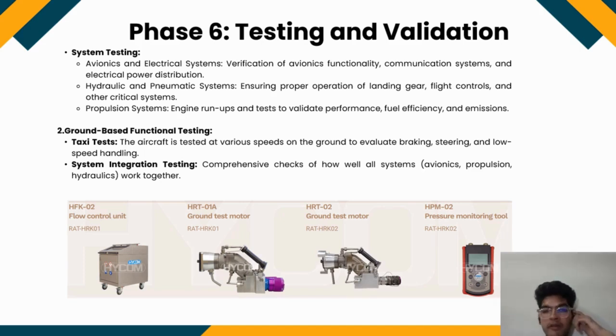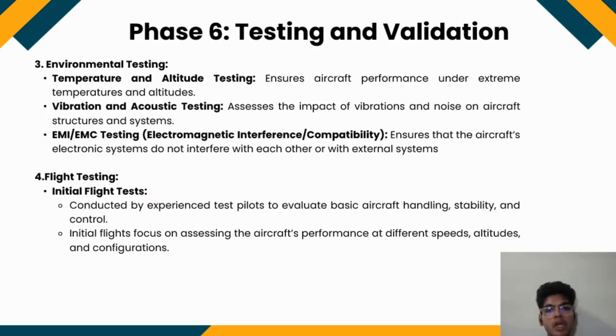After that, we have environmental testing. Environmental testing ensures that the aircraft can perform under extreme conditions. Temperature and altitude tests are conducted in specialized chambers where the aircraft is exposed to extreme cold, heat, and high altitudes. These tests verify that all systems function correctly under these challenging conditions.